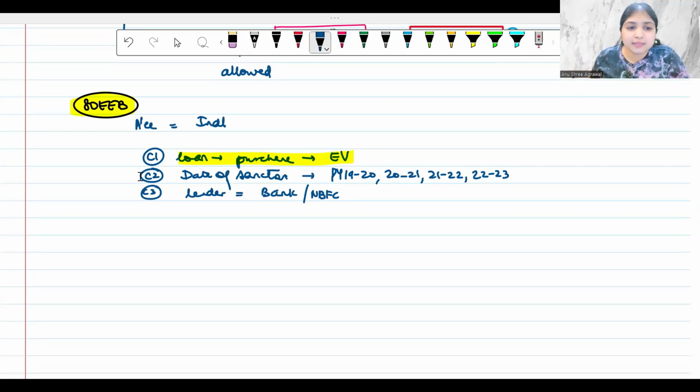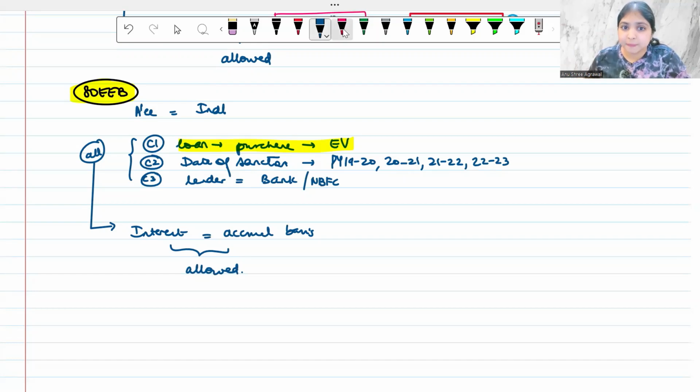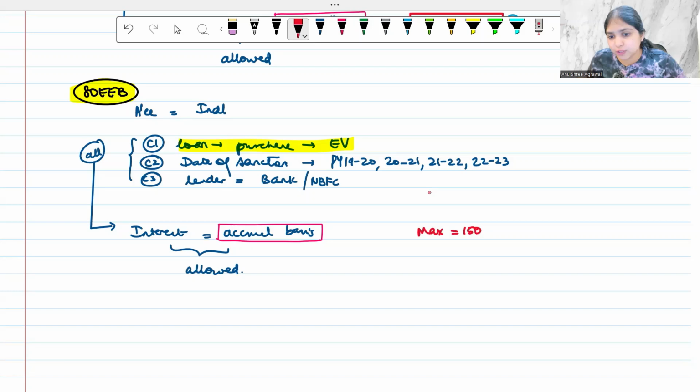If all these 3 conditions are fulfilled, then whatever interest has accrued, even over here on accrual basis, will be allowed under section 80EEB. So even over here, we're talking about accrual basis. So if you see, except 80E, all the other sections we talk about accrual basis only. And what is the maximum deduction you will get over here? 1,50,000, same like section 80EEA.